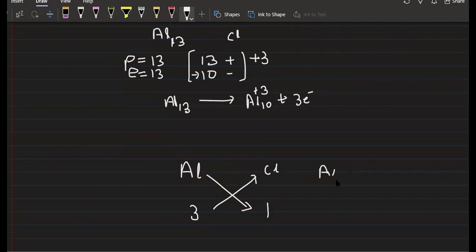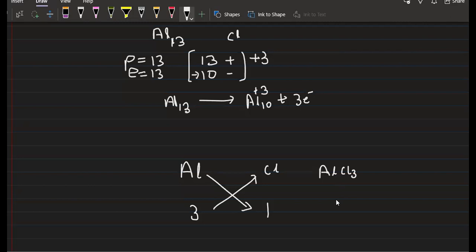AlCl3, which means 1 aluminium will be friends with 3 chlorine. Yes or no? Easy, everyone? AlCl3. Yes, very good. So this is the example of how a compound is formed. Everyone got this? Very good.